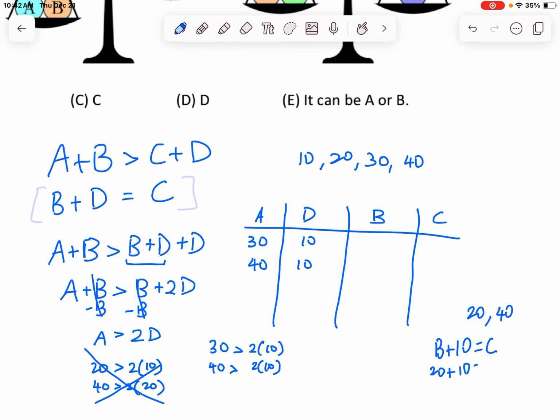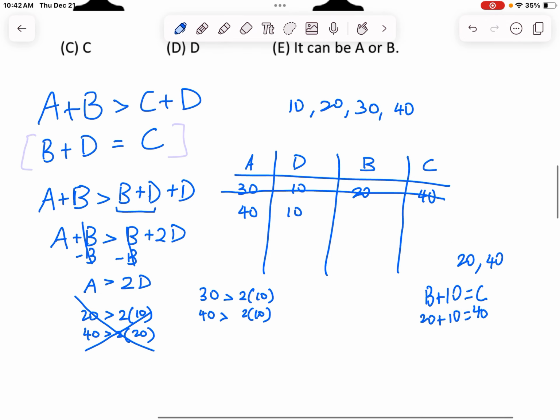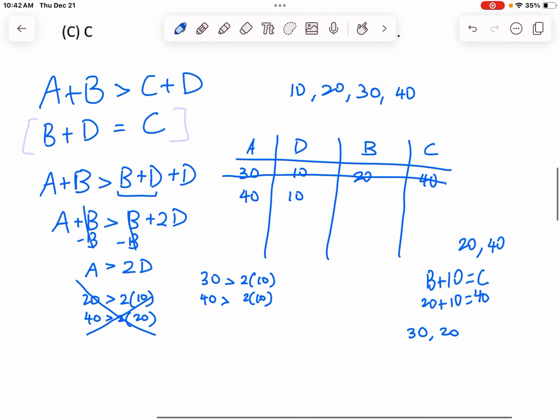20 plus 10 is 40. That is not true. So if I did use that, it would not work out. So I don't think that this is the possibility. Let's try it with 40 and 10. Now my possible values are 30 and 20. So I have B plus 10 equals C. Maybe I can do 20 plus 10 equals 30. Yeah, that works. So the value for B is 20 and the value for C is 30.